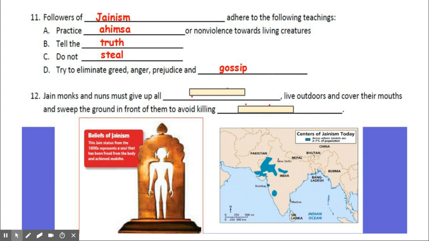Jain monks and nuns, yes, they have monks and nuns, must give up all possessions. They live outdoors. They cover their mouths so that they're not breathing in any impurities that they could possibly kill, and to make sure that they're not going to say things. They also sweep the ground in front of them to avoid killing things like insects because they don't want to harm or endanger the lives of others.